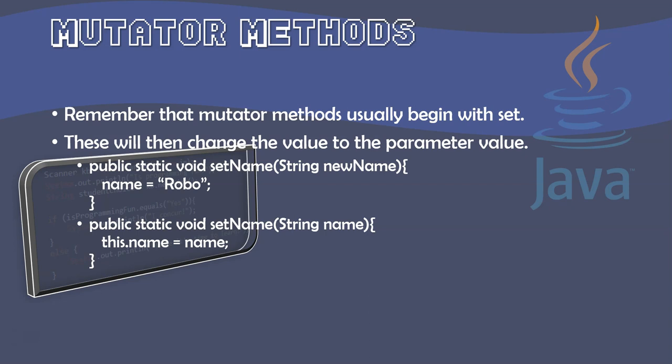So here's two quick examples that both are effectively doing the same thing. We have public static void setName, String newName, name equals newName. Or we have public static void setName, String name, this.name = name. You'll notice that with the second one, we're using the this keyword in order to identify which name we want, because we probably have a name instance variable in the class.